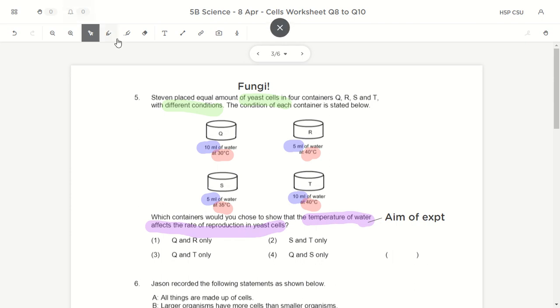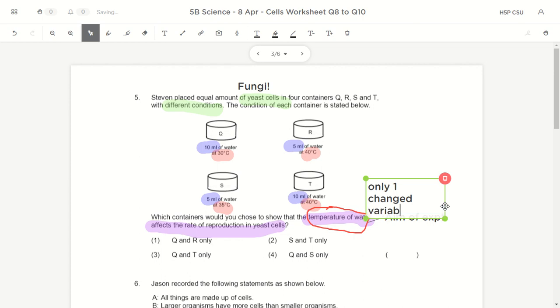So this is my change variable. This is the only variable that I change. I only change the temperature. I have only one change variable. Change variable is the variable I change. And I'm going to connect it with a line. Okay, so in this experiment, I am testing whether the temperature affects the speed at which the yeast reproduce. So my change variable is my temperature. So I will only change temperature. Everything else I will keep the same.